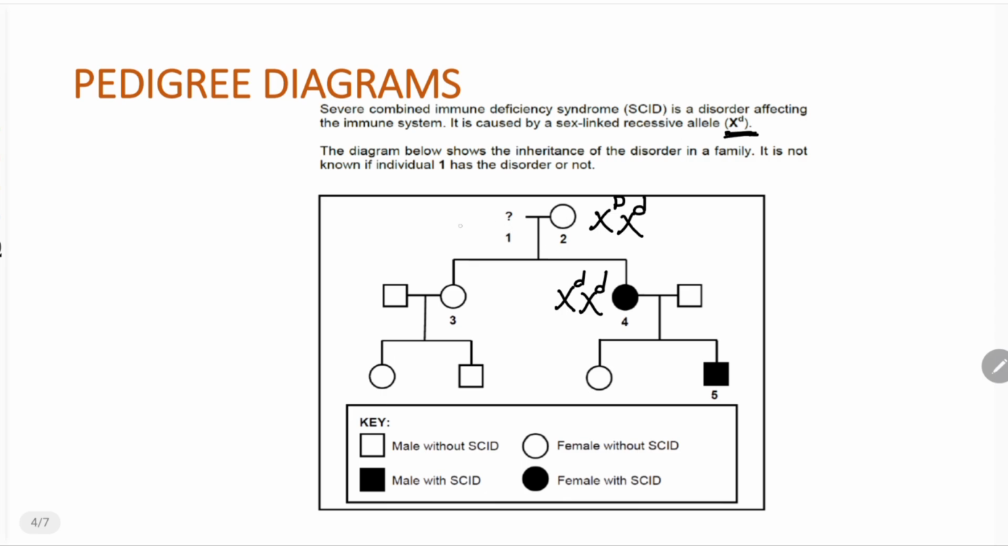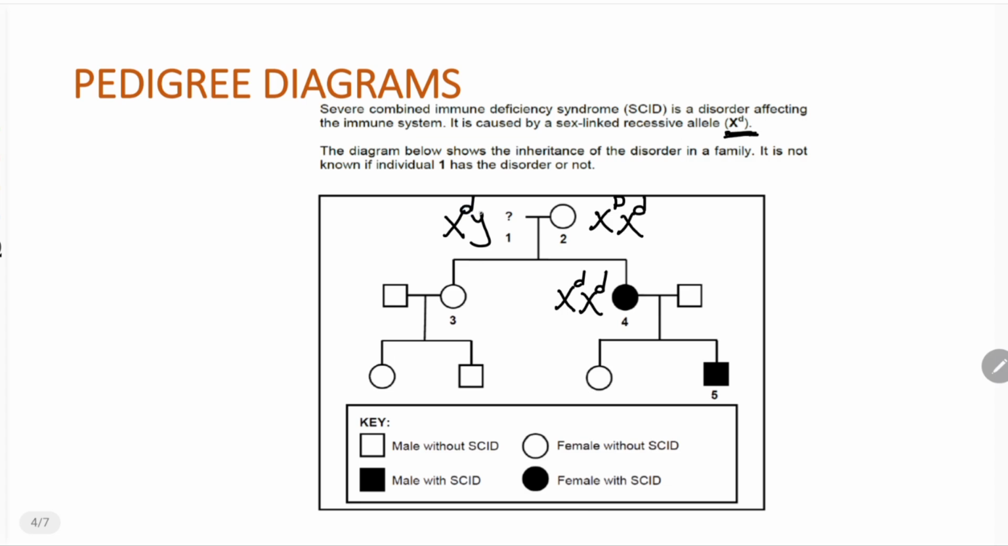Therefore, individual number 1 has to be the father. So the genotype of the father has to be XY. But to tell if this individual has SCID or not, we look at individual number 4, who is the child of individual number 1. So individual number 1 has to have SCID. Why? Individual number 4 has 2 X chromosomes, both with the recessive allele for SCID. Therefore, one gonosome has to come from the maternal origin and the other gonosome must come from the paternal origin. Therefore, this father suffers from SCID.